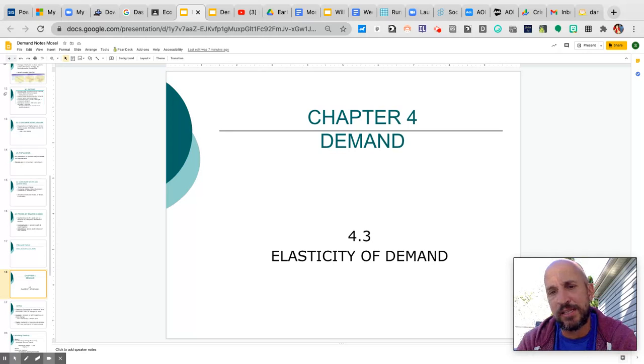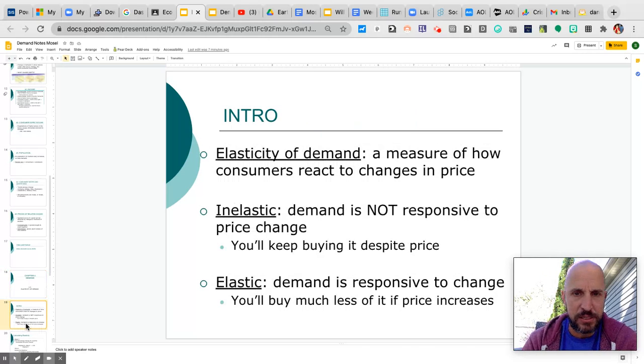All right, so what elasticity of demand means. Elasticity of demand is a measure of how consumers react to changes in price. So are consumers going to say, whoa, that's too much, I'm going to stop buying that? Or are they going to say, oh, it's too much, but I need it and I'm still going to buy it? All right. So we have what's elastic and inelastic. Inelastic is demand that is not responsive to price change. You're going to keep buying it despite price.